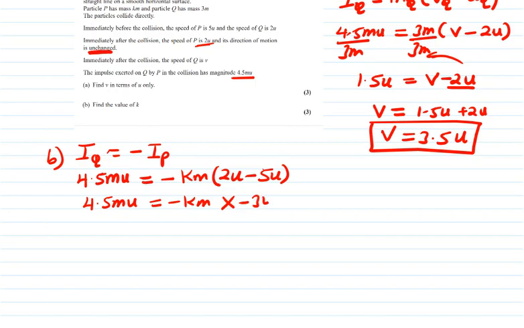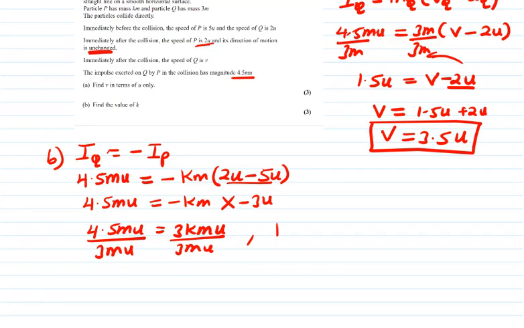So now we have 4.5mu should be the same as 3kmu. Let's divide both sides by 3mu. This gives us the value of k as 1.5. This is the expected solution. In case you don't know how we arrive at this, we're cancelling out everything: 4.5 over 3 is 1.5, u also cancels u, and that's the answer.